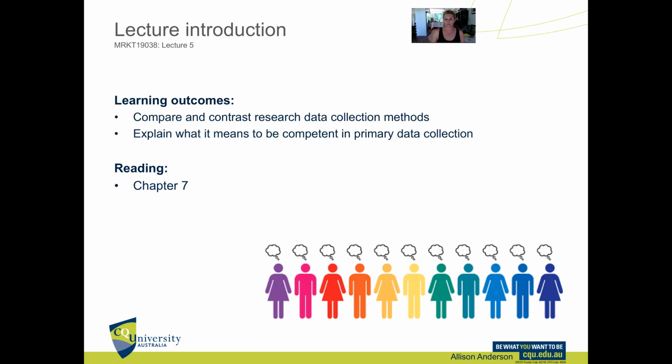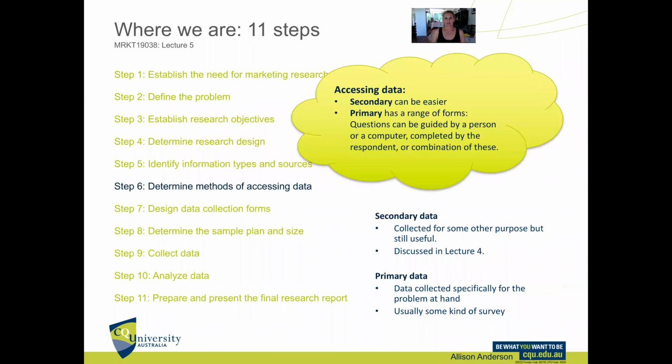Okay, learning outcomes again. Comparing and contrasting research data collection methods and explain what it means to be competent in primary data collection. That's just, oh look, reading chapter 7, that's it. I think this is actually chapter 7 that you need to read for this one. Sorry about that.